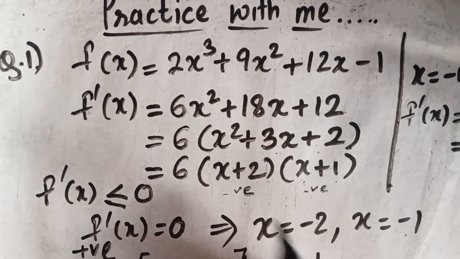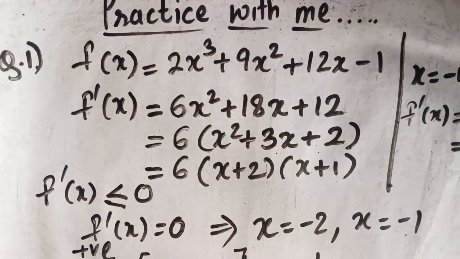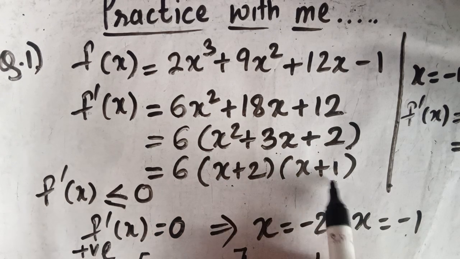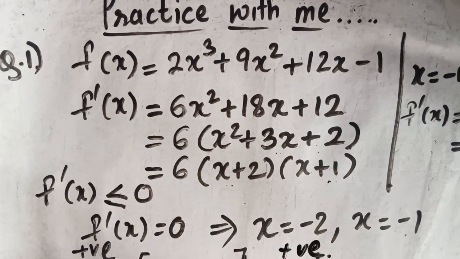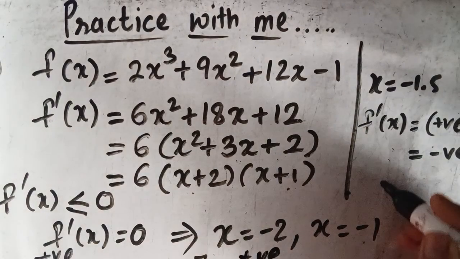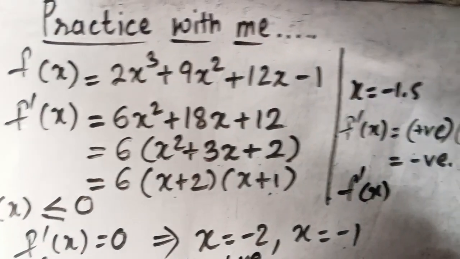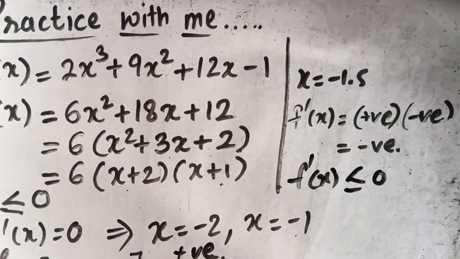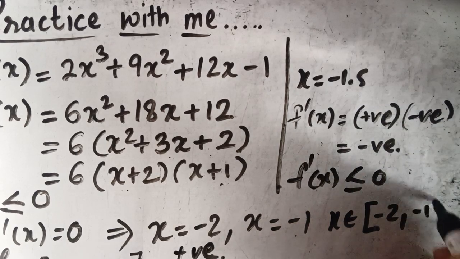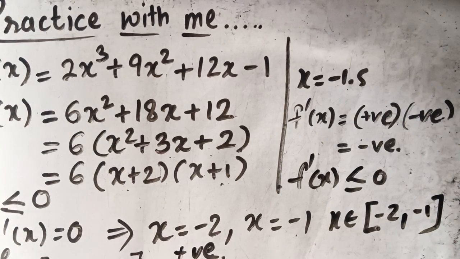If I take x equal to 0, a number greater than minus 1, both factors are positive, so this will be positive. So between minus 2 and minus 1, it is negative. So f dash of x is less than or equal to 0 if x belongs to the interval minus 2 to minus 1. So f is decreasing in this interval.